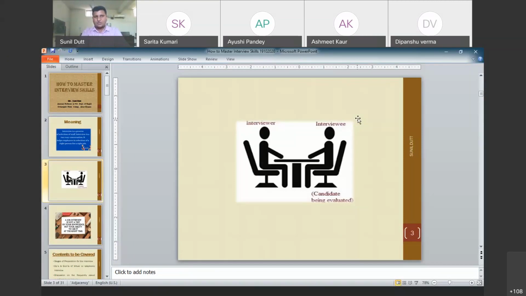It has two participants in a majority. One is the interviewer. Interviewer is the person who is going to interview, जो interview करने वाला है. Interviewee is the person who is going to appear for the interview. Interviewer may be one or maybe a group of persons, which is called a panel. So this is how these two persons are involved in this process of interview.